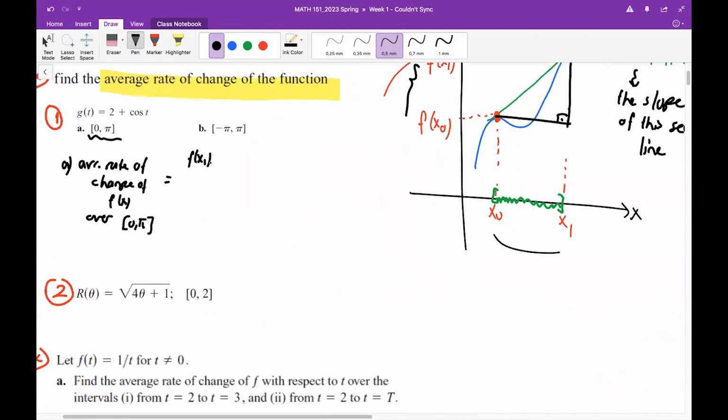So I will take the difference of the images. I know the x1 and x0 points, so I can write it like, not f, but g. Our function is given as g of pi minus g of 0 divided by pi minus 0. This is at the same time the slope of the secant line. Okay, let's compute the images now. G of t is given like that. We will just insert pi for t. So this is 2 plus cosine pi, and the other image is 2 plus cosine 0. How do we compute cosine pi?